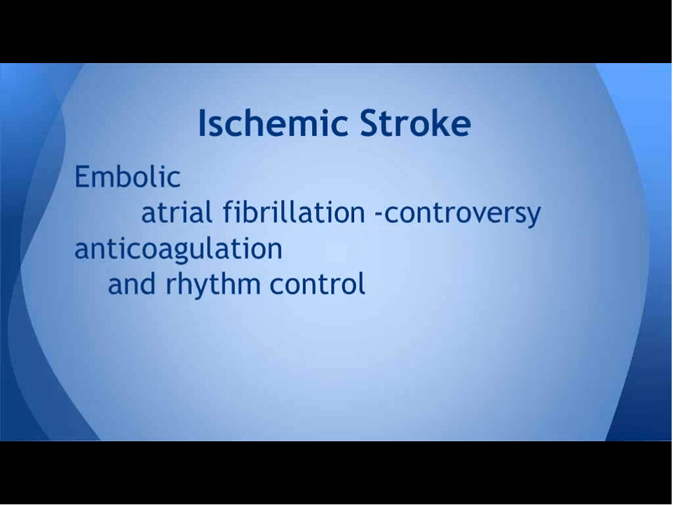So ischemic stroke, embolic, atrial fibrillation: big controversy about whether or not we should anticoagulate these patients. Most people determine it by the size of the stroke. If it's a relatively small focal area of infarction, then they would advocate for anticoagulation. But if you do have a very large area of stroke and penumbra, it's possible to convert an ischemic stroke to a hemorrhagic stroke. So again, it's really based on the patient's presentation.